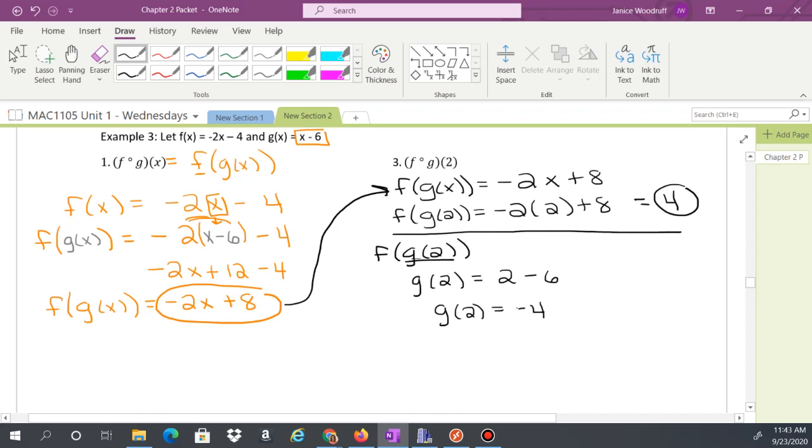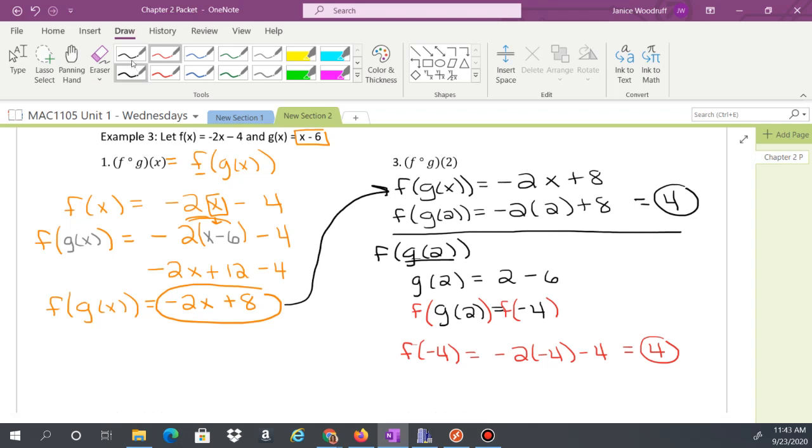Since g of 2 is -4, and you're doing f of g of 2, you're doing f of -4. So f of -4 is going to be -2 times -4 minus 4, which would give us a +8 minus 4, 4. So either way you did this, you would still get the same solution. And then once you get the hang of these, they're actually kind of fun because you're plugging things in and finding new functions here.